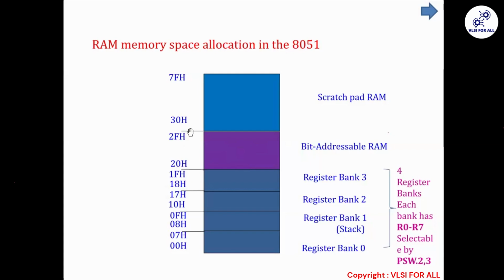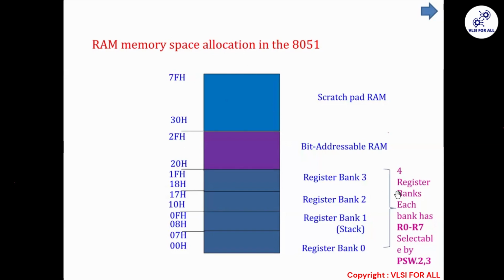And from 2F, what is the next thing? 30. 30 to 7F. What is there? Scratch pad RAM. Again, the scratch pad RAM is available here. After 7F, what is there? 80. From 80 up to FF, what is there? Who will tell me? Special function. Right, SFRs are there. Special function registers are available there.